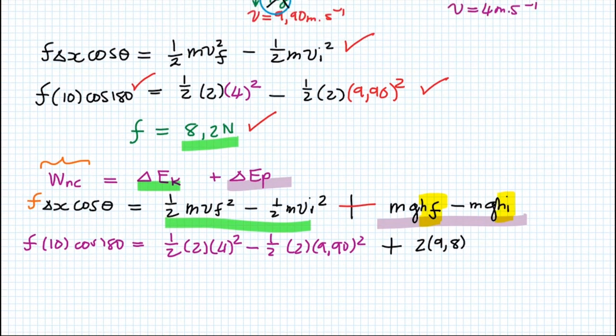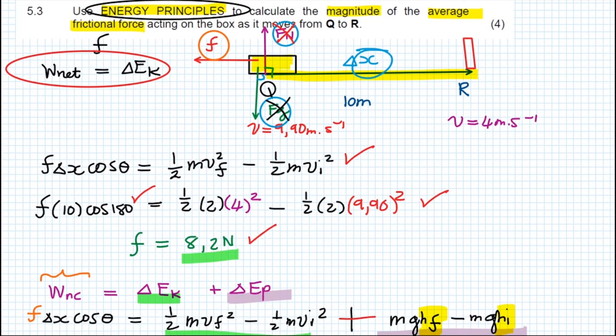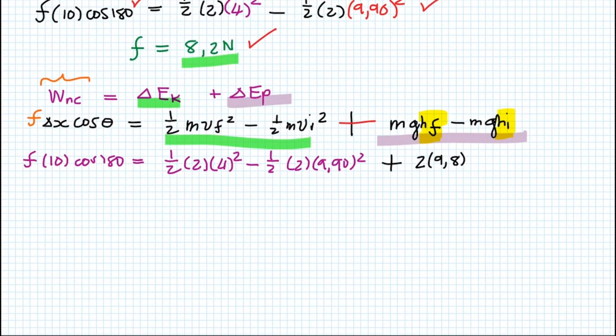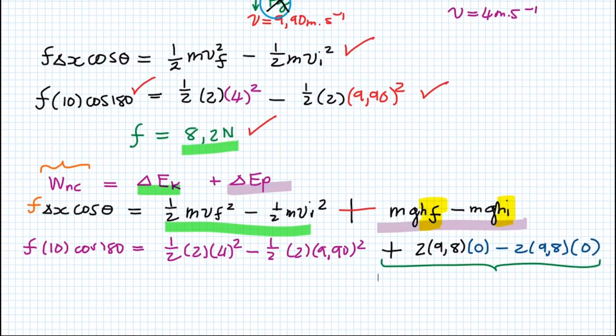This object is moving on the ground. That means that the height at any point during this motion from Q to R is going to be 0. So we can substitute in the place of h the height of 0. We say minus 2 multiplied by 9.8 times again the height of 0. So what is essentially happening is that this section is going to disappear because everything there is 0. And we actually come back to exactly the same formula, this one over here.